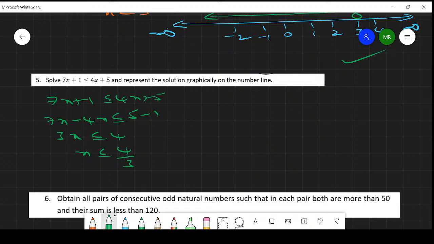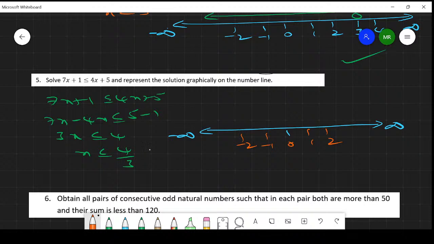We got 4 by 3, including 4 by 3 here. So how to represent it on the number line? You can think about it. When you are drawing the number line, be careful. I am representing the number line from minus infinity to plus infinity, because it goes minus to plus. I can put the numbers here. This is 0. I can write 1, 2, like minus 1, minus 2.